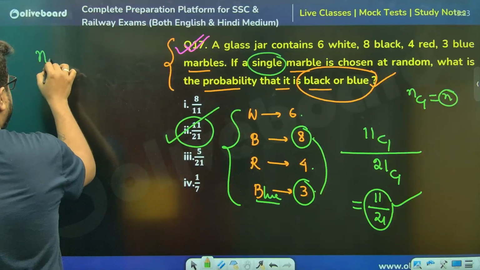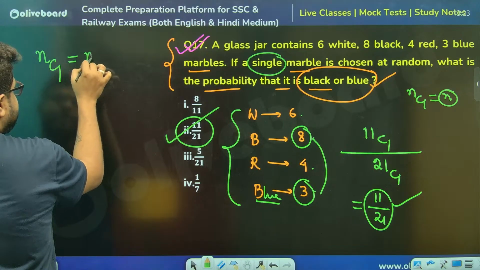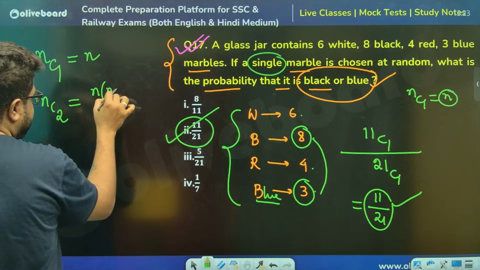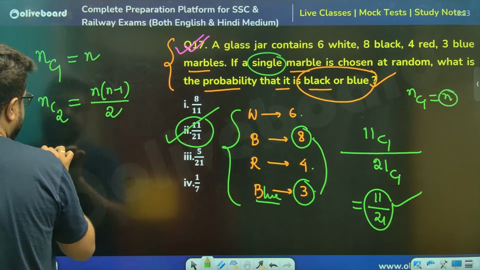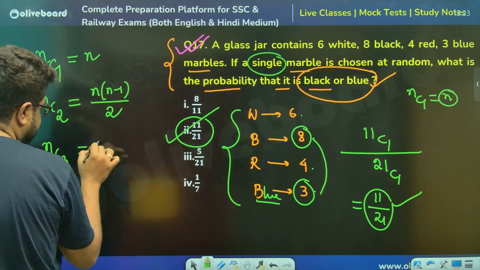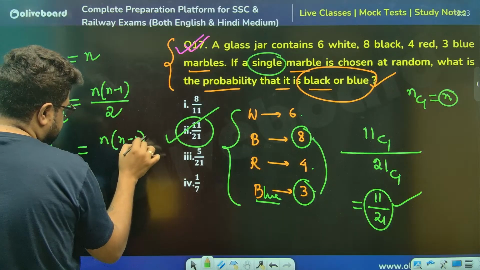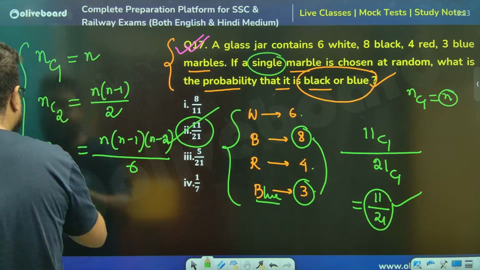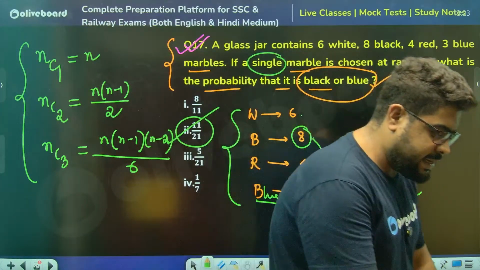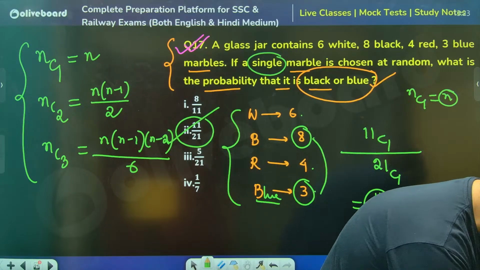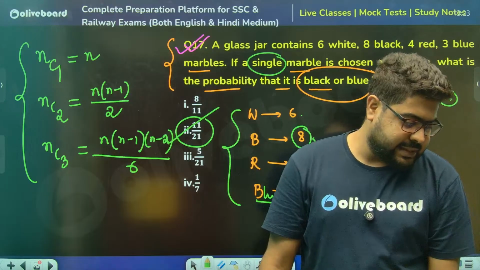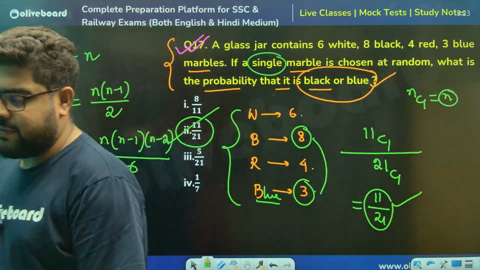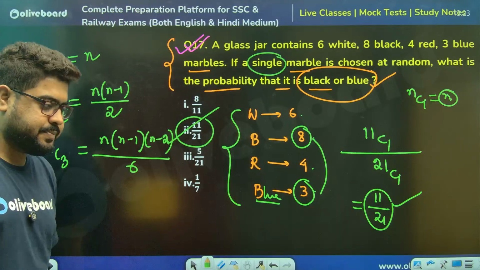So again, just for you guys, NC1 is always N. NC2, remember, please, is N into N minus 1 divided by 2. NC3 value, you can write N into N minus 1 into N minus 2 divided by 6. At least remember these three values. Very, very important to remember this.